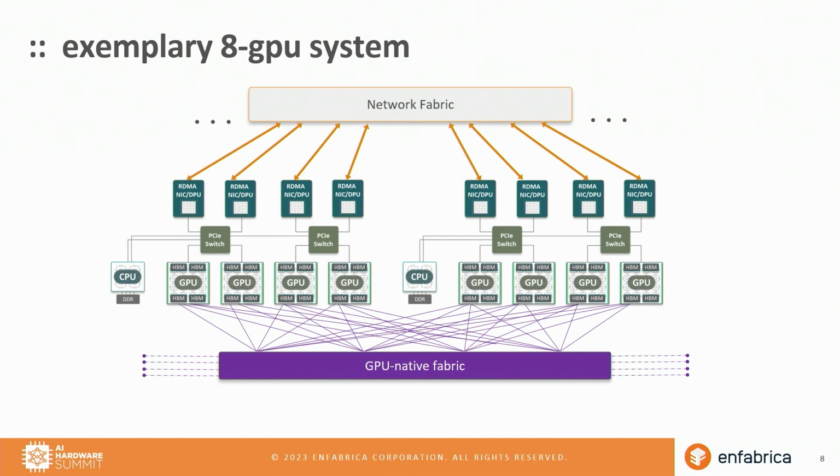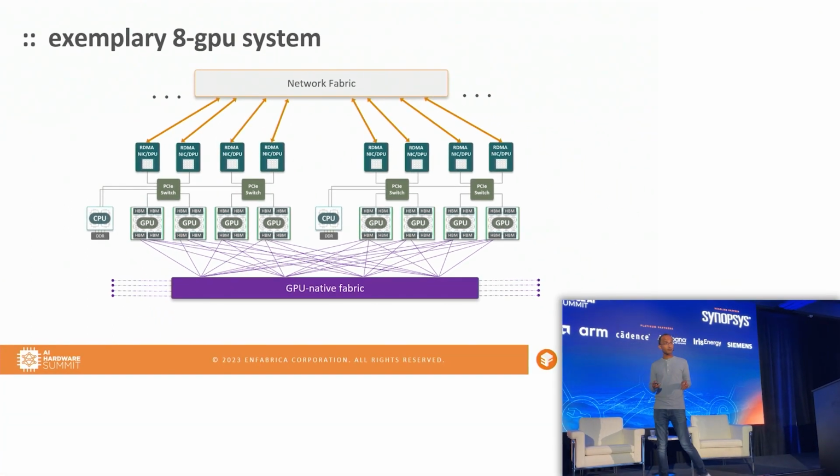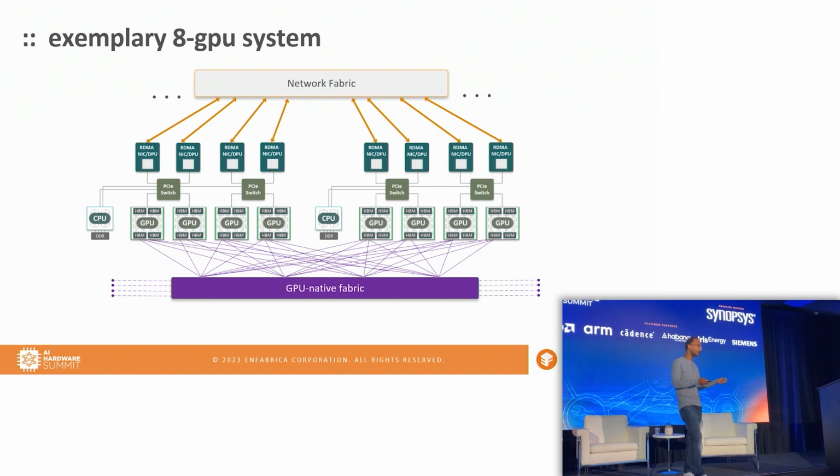So now let's take that and just basically double it up. An exemplary GPU system with 8 such devices, 8 GPUs, looks like this. You can basically look at the previous slide and there are just 2 copies of it, connected again to the network fabric and connected at the bottom with the GPU native fabric. This is the hardware system architecture that is predominantly deployed to support all of the AI training and in many cases, much of the inference that is currently deployed today. Many of you have heard of the NVIDIA DGX system. This is effectively the architecture of a DGX system and many other variants of that.